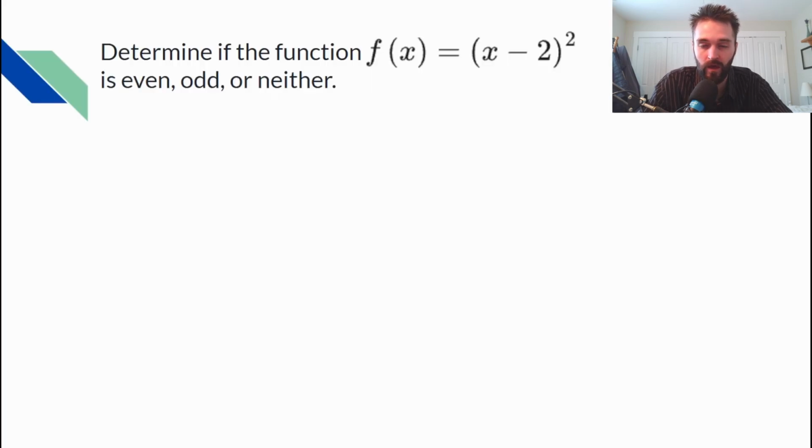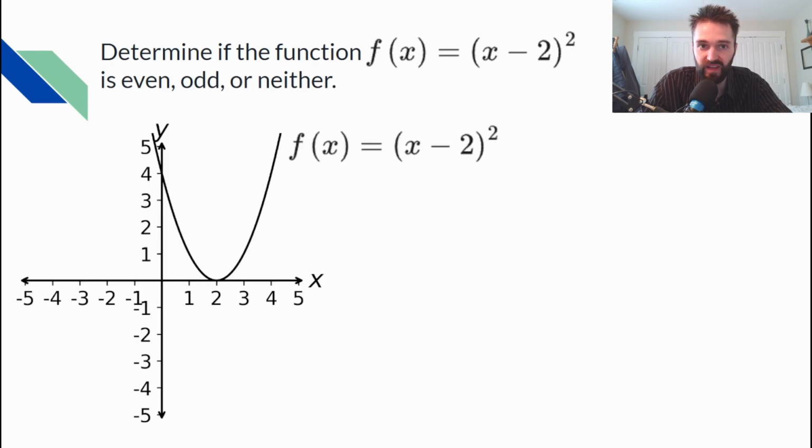Okay? One more example. Here we're looking at the function f of x equals x minus 2 whole thing squared. All right? This time, instead of making an algebraic argument, right, instead of simplifying f of negative x and negative f of negative x, I just want to graph this thing, look at the curve, and make a graphical argument. Okay? How do I know what this function looks like? It's because of transformations, right? This is what we've been studying.